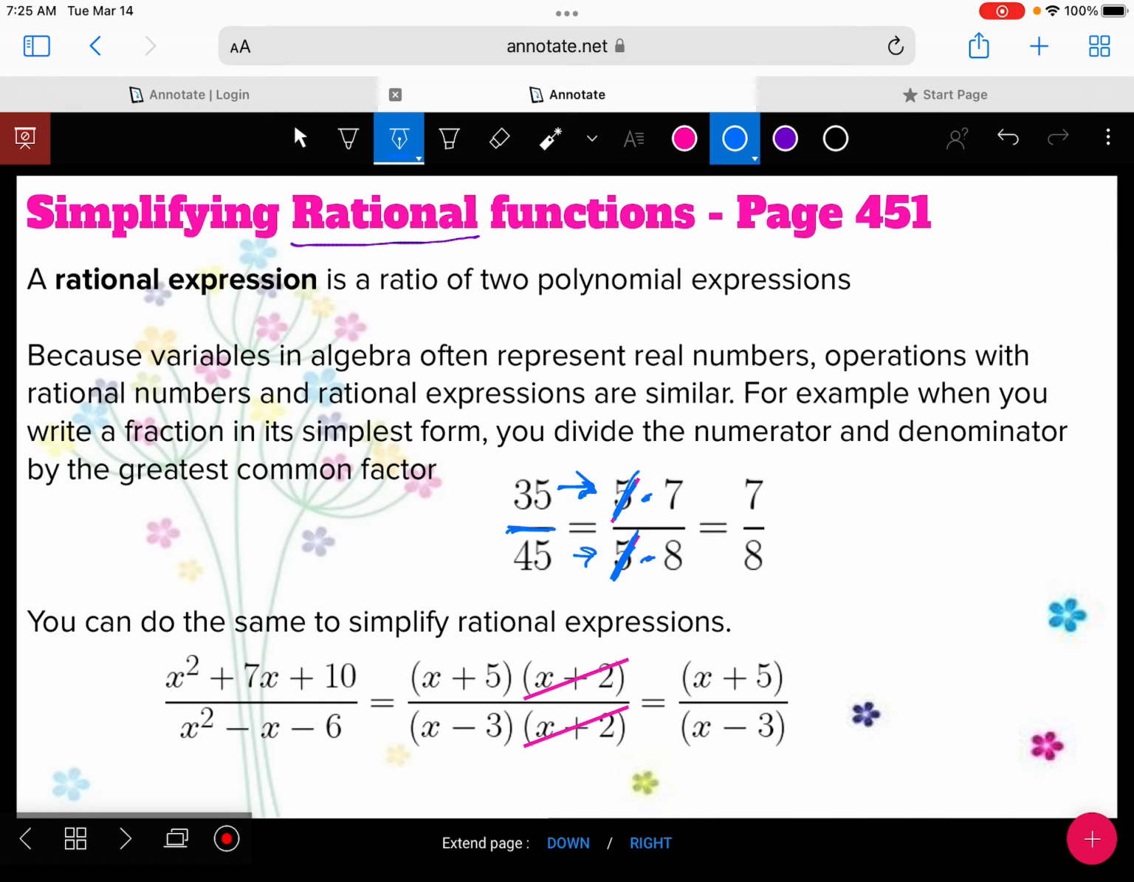Okay? So they give us an example down here where they've taken two quadratics and made a fraction of them. And they're like, we want to simplify this. So what they did to get from here over here was they factored, just like we did in the bell work.